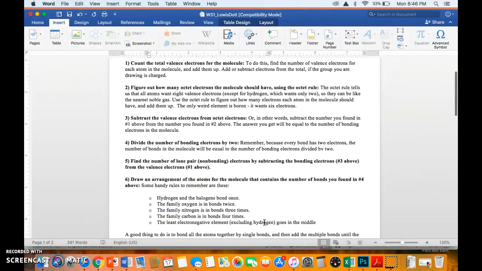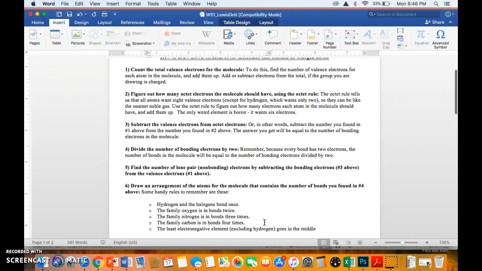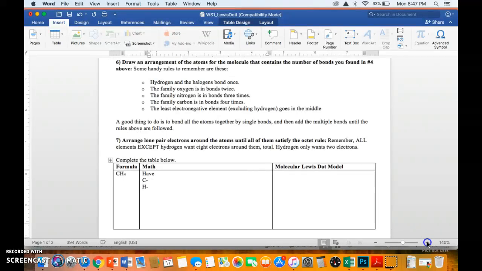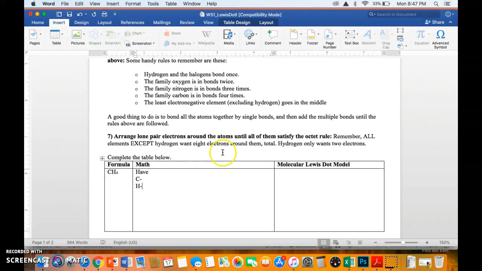All right, so the first step I'm going to follow is to count the total valence electrons in the molecule. So I'm going to start a column that's called the have column. In this have column, I list my elements. I have carbon and I have hydrogen. Then I list how many of each I have. Well, in this molecule, I have 1 carbon and 4 hydrogens. Okay? Next, I multiply this by how many valence electrons each of these elements have.